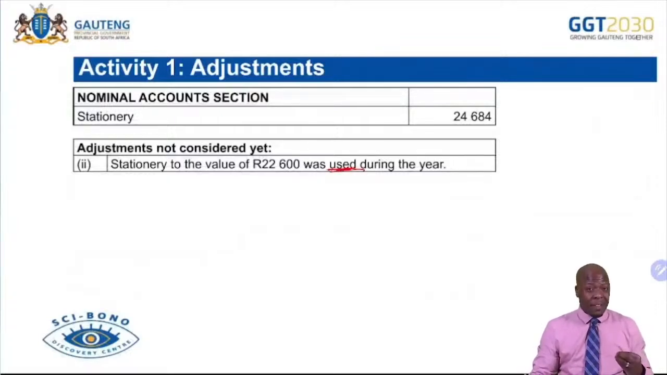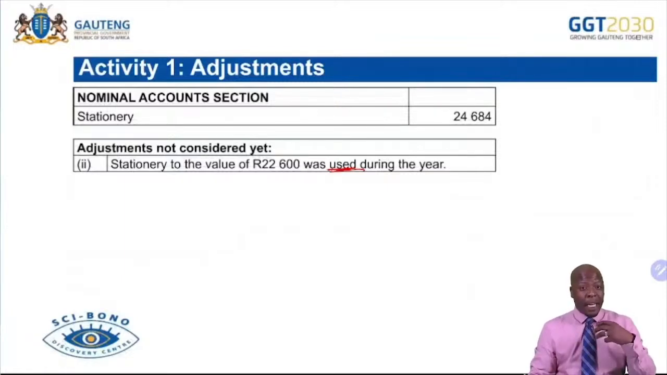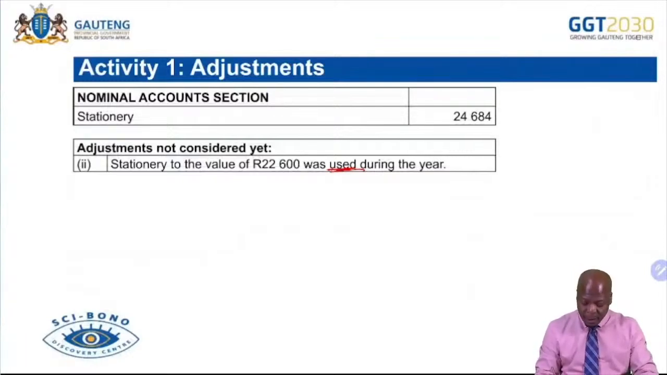In other adjustments, the examiner would bring stationery on hand, all right, whereby you are given what was not used. But in this case, the examiner is giving us what was used. You have to remember that what has been used is the expense. So once I get my used, I know that they've given me my expense for the year.